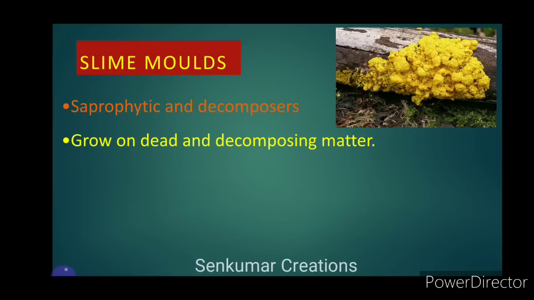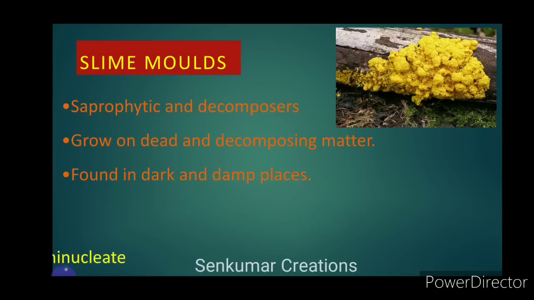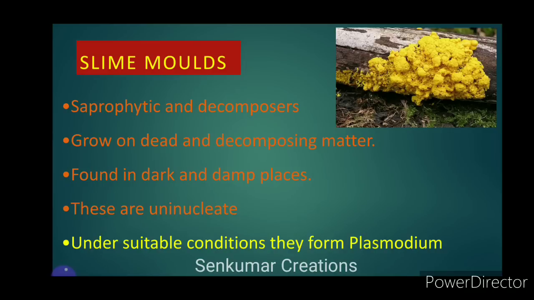So slime molds grow on, you can see in bread and all, the molds that are formed after getting fungus. We can say the fungus. They grow on dead and decomposing matter, and are found in dark and damp places. Okay, it's found generally in dark places, damp places, moisture condition areas. And these are uninucleate. It means that only one nucleus is present, so they are called uninucleate.